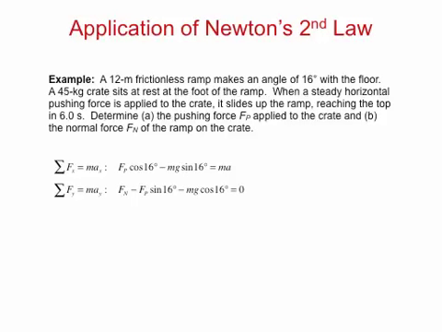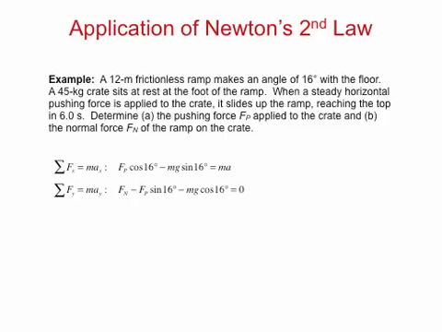Now we apply Newton's second law. Since it's a vector equation, there are two component equations. The sum of the x components of the forces equals the mass times the x component of the acceleration. In this case, that yields F_p cosine 16 degrees minus mg sine 16 degrees equals ma, where a is the as yet unknown acceleration of the crate up the ramp.